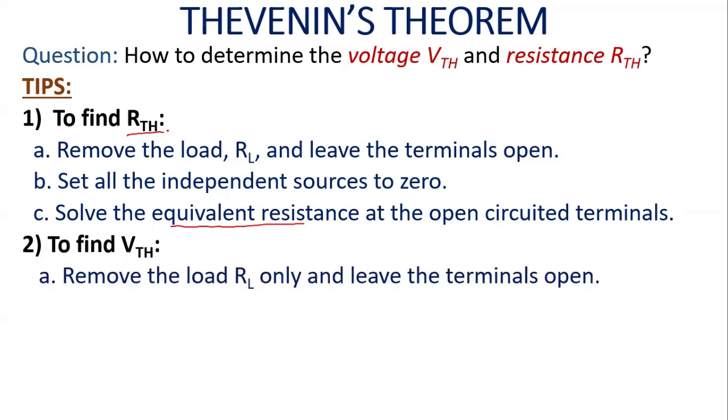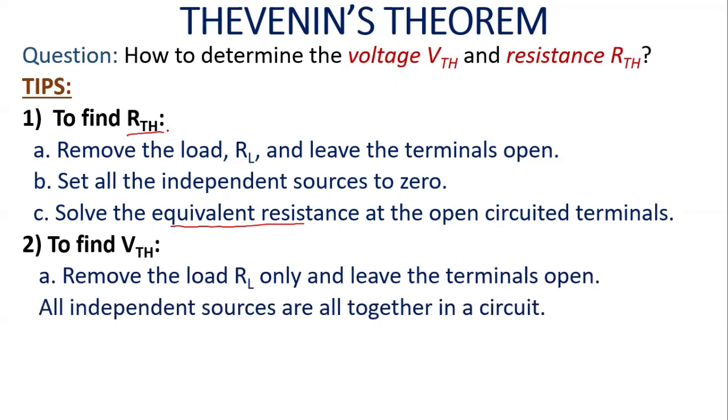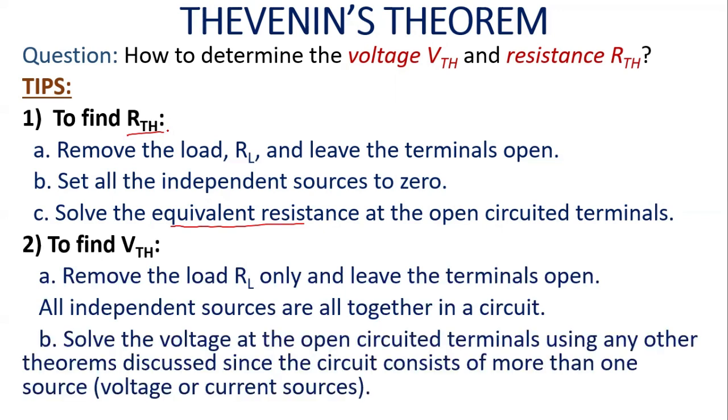Second, how to find the VTH. First, we remove the load RL only and leave the terminals open. Take note that in solving for the VTH, all independent sources remain in the circuit. After removing the RL, solve for the voltage at the open circuited terminals using any of the theorems that we discussed, since the circuit consists of more than one source. The source could be a voltage or a current source.